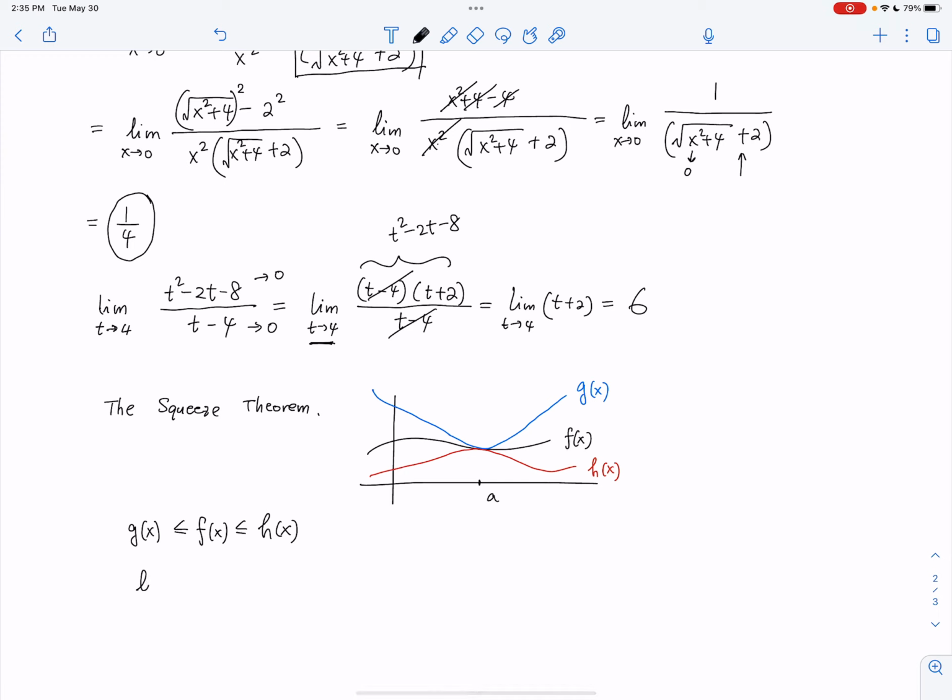And if the limit of the two envelope functions, right, if this is equal to the limit of h(x), if they're both equal to L, right? If something higher than you goes to L, if something below you goes to L, then you must go to L. So if that's the case, we have the limit of f(x) is equal to L.